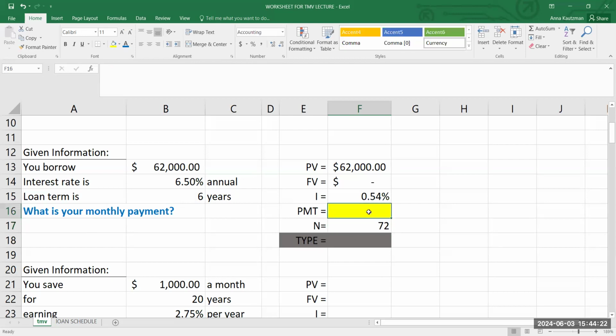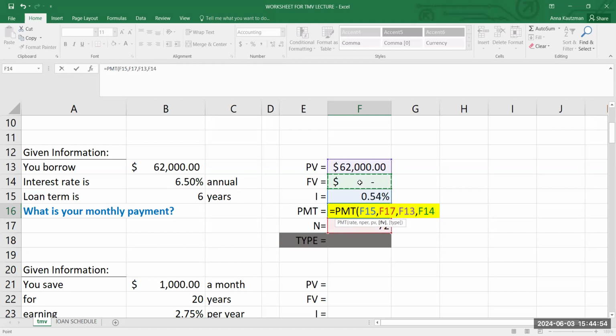Now we can calculate the payment using the function equal PMT. Again, it pops up, tells you it's calculating the payment for a loan. Double click to select that. It wants the interest rate. We have it, comma, the number of time periods. Click on that, comma, present value, comma, future value, and we're ignoring type so you can enter.